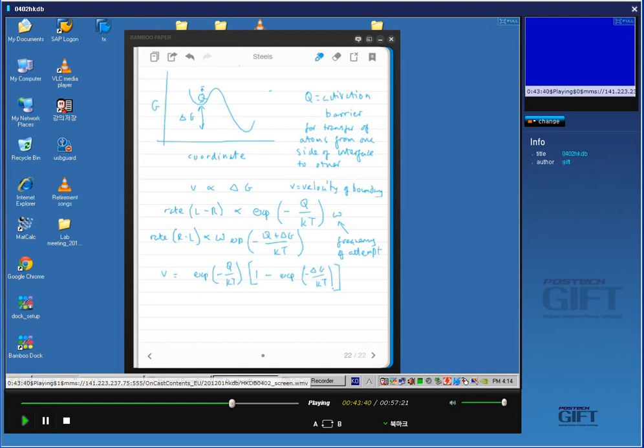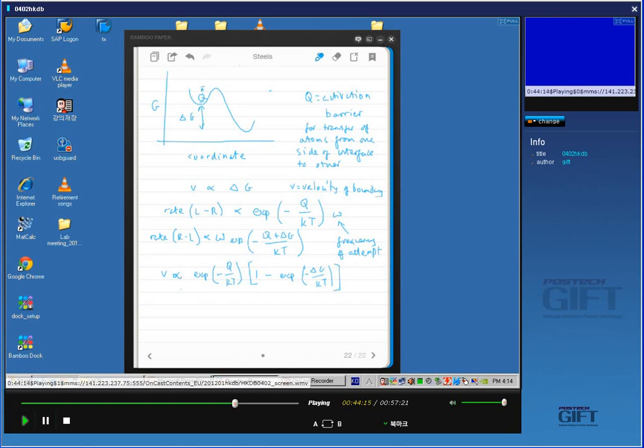So actually this is not velocity equal to, but velocity proportional to, because I've ignored the frequency factors, etc. Now, this does not look like velocity being proportional to delta g, right? Which we get from the force times flux equation. Looks quite different, doesn't it?